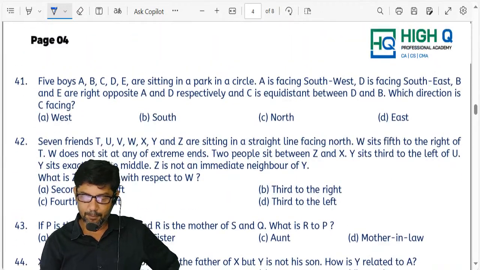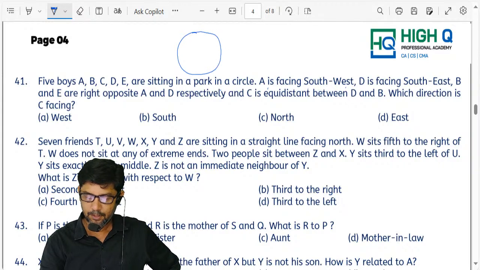Next. 5 boys A, B, C, D and E are sitting in a park in a circle facing southwest. 5 boys, no?